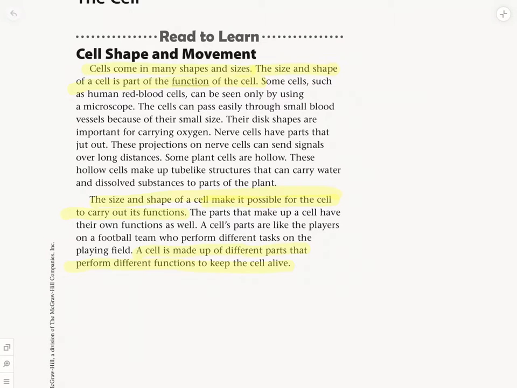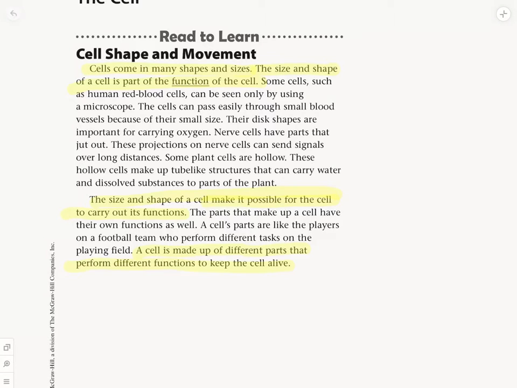Nerve cells have parts that jut out. These projections on nerve cells can send signals over long distances. Some plant cells are hollow. These hollow cells make up tube-like structures that carry water and dissolved substances to parts of the plant. The size and shape of a cell make it possible for the cell to carry out its functions.